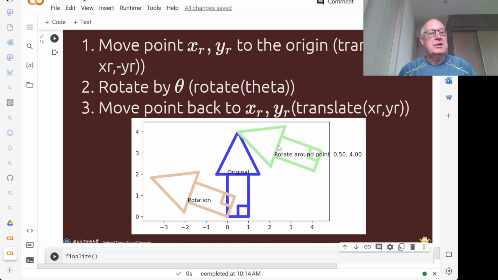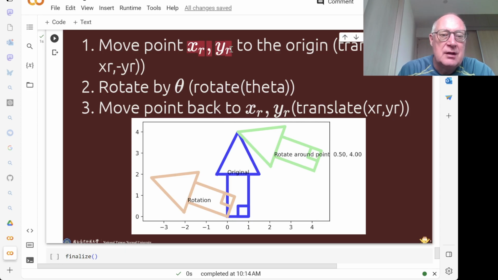It's actually pretty straightforward. First, we take the point and move it to the origin. Then I rotate the shape around the origin. Then I move it back to where it started, to the original point. So if I want to rotate around point XR, YR, then I have to take this point and move it to the origin, which means that we have to translate by minus XR, minus YR. That will be the first transformation that we need to make.